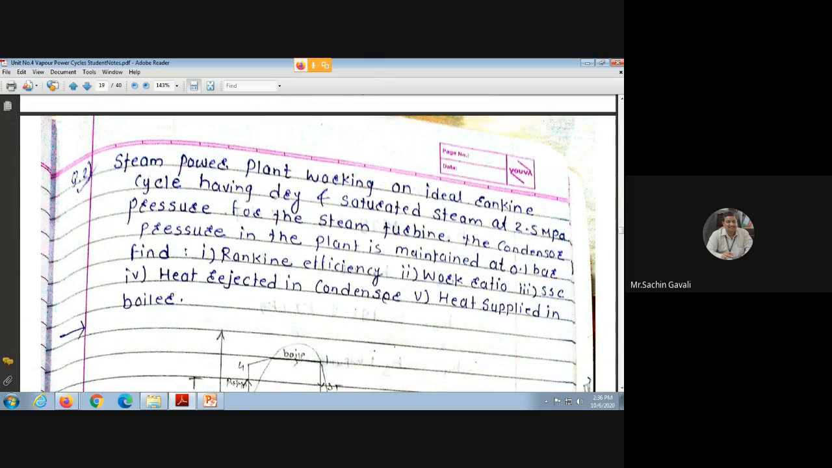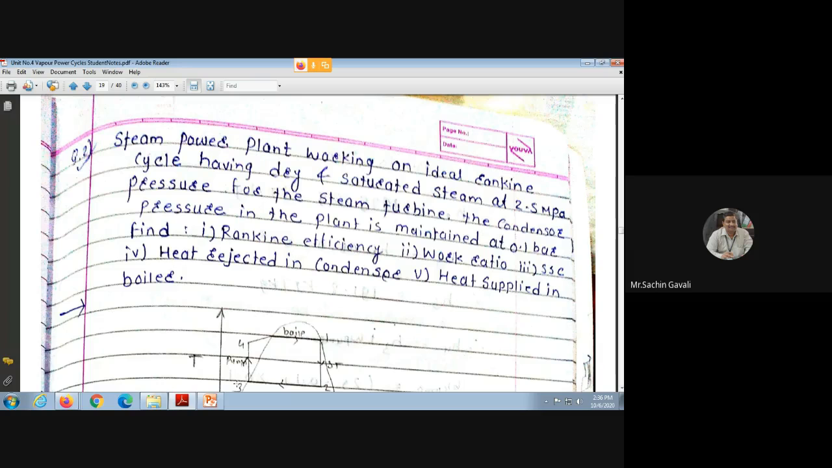And now next numerical. Steam power plant working on ideal Rankine cycle having dry and saturated steam at 2.5 megapascal pressure for the steam turbine. The condenser pressure in the plant is maintained at 0.1 bar. Find Rankine efficiency, work ratio, SSC, heat rejected in condenser and heat supplied.